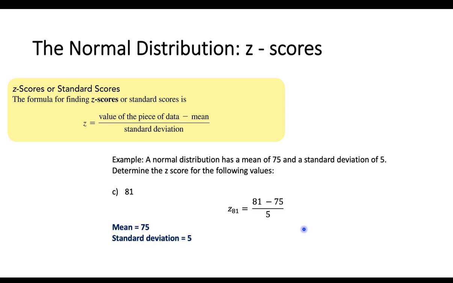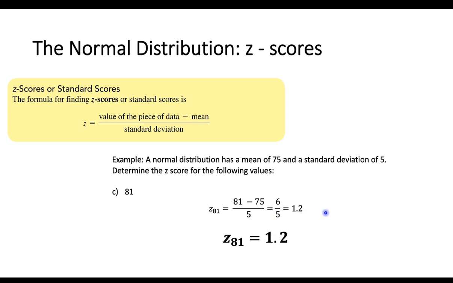And then lastly, we have this example of 81. 81 minus 75 is 6, and 6 divided by 5 is 1.2. So the z-score for 81 is 1.2. Okay, that's all there is to it.